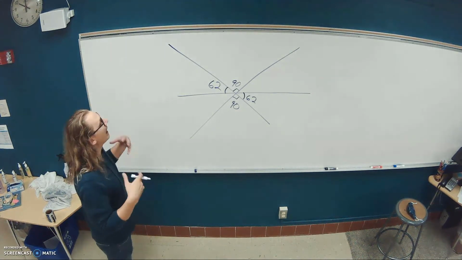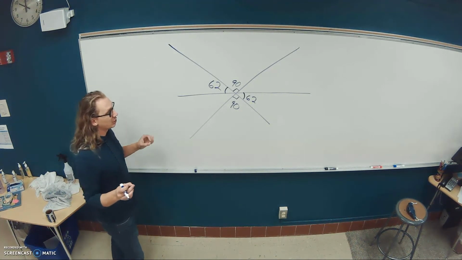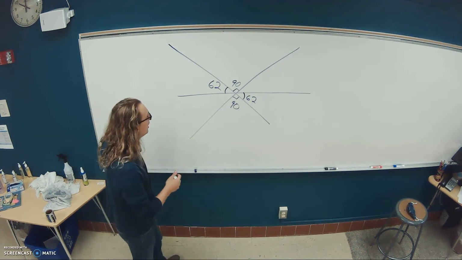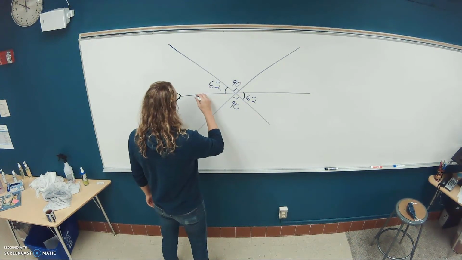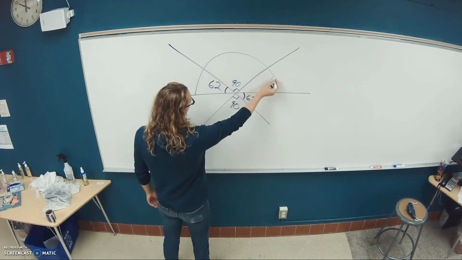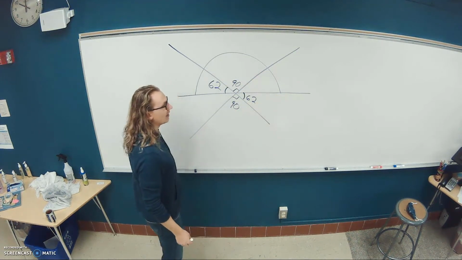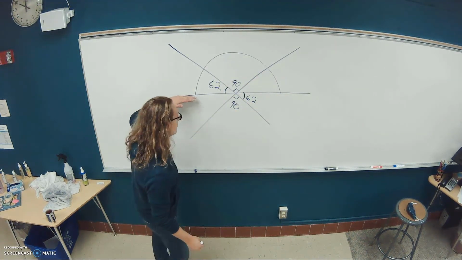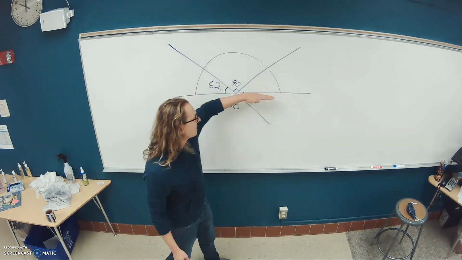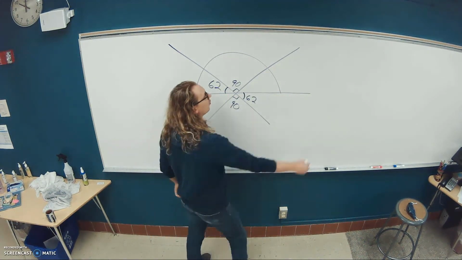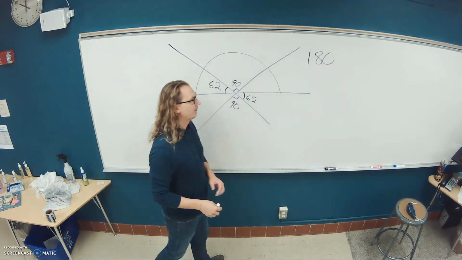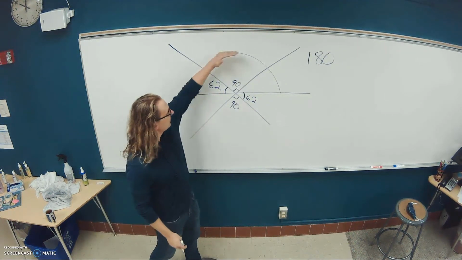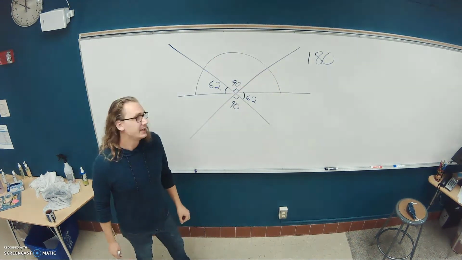Okay? Now, for the rest of these, it's going to be a little bit trickier. We know that this whole piece, that whole big chunk, that's a straight line, right? Right here, we've got a straight line. Straight angles are 180 degrees. Okay? So we know this whole thing is 180 degrees.